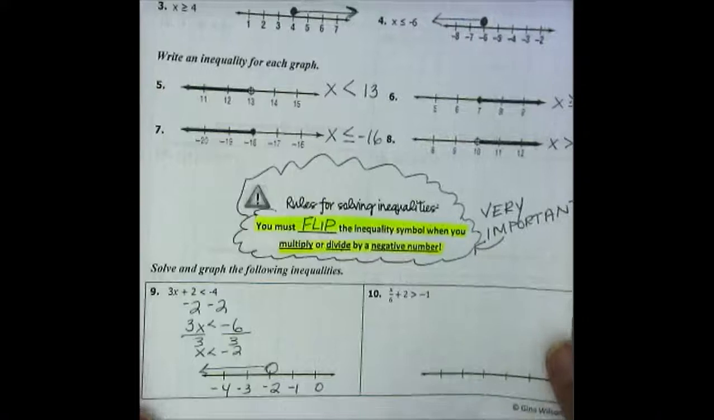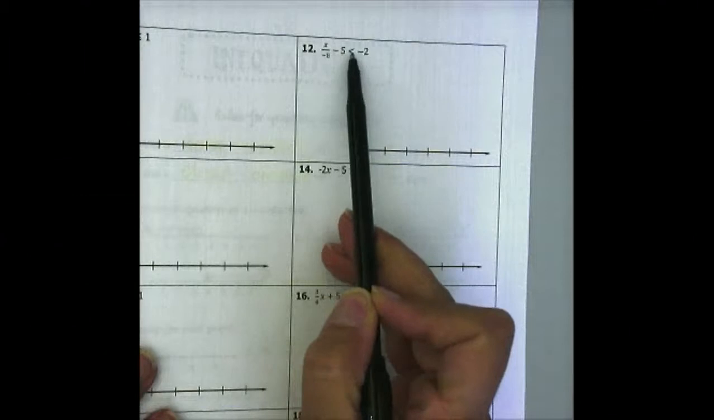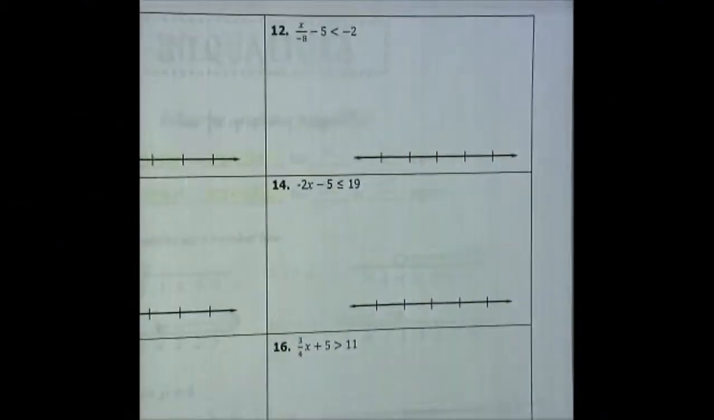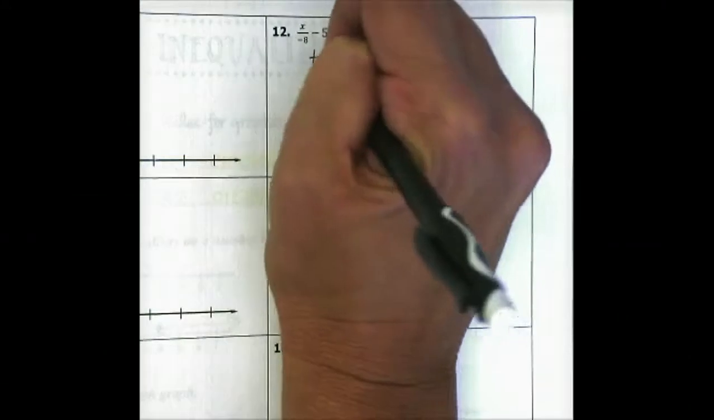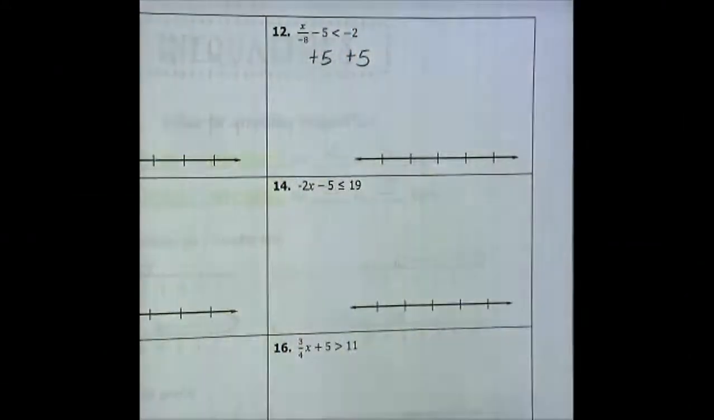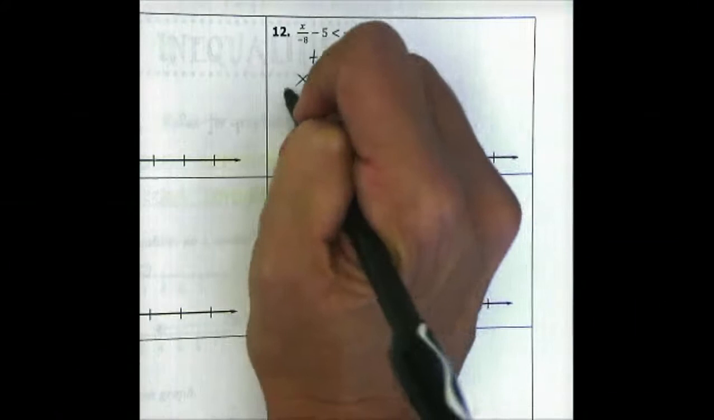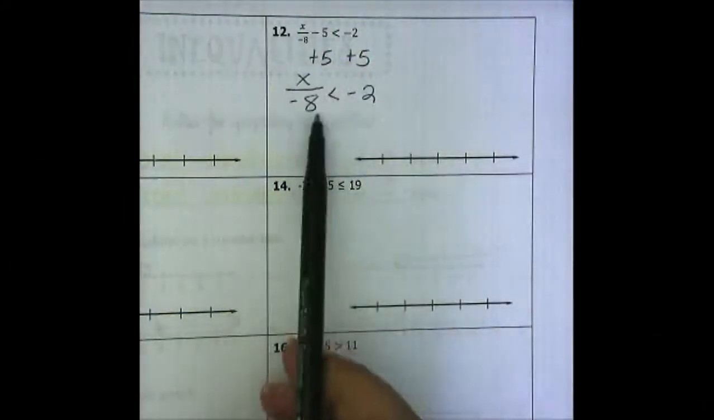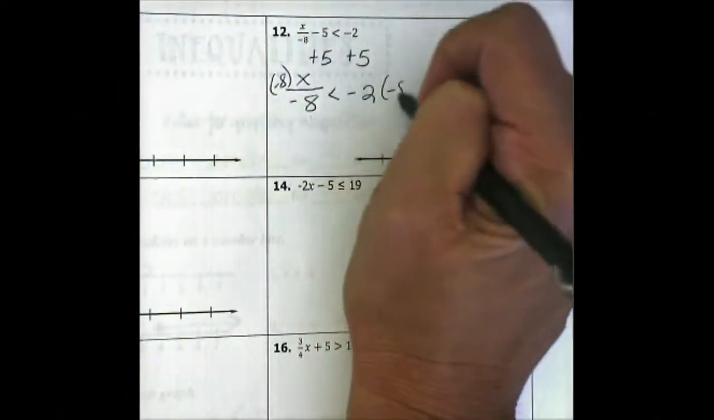Let's take a look at the next page. And let's look at problem number 12. Number 12 says x divided by -8 minus 5 is less than -2. So the first thing we're going to do is undo the addition or subtraction by adding 5 to both sides. We get x divided by -8 is less than -2. And then because we're dividing, to undo, we're going to multiply. So we're going to multiply by -8 on both sides.